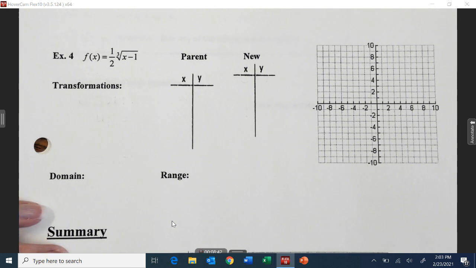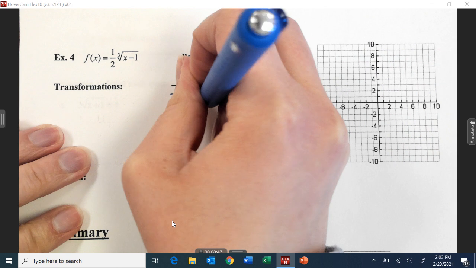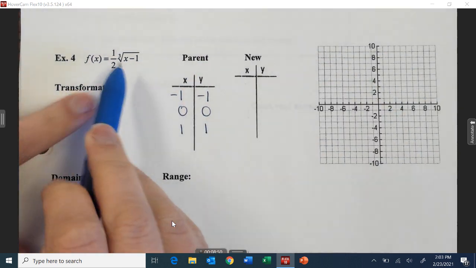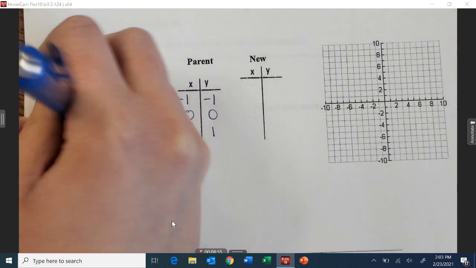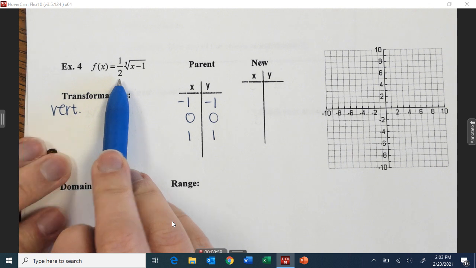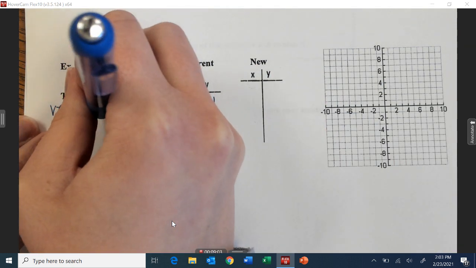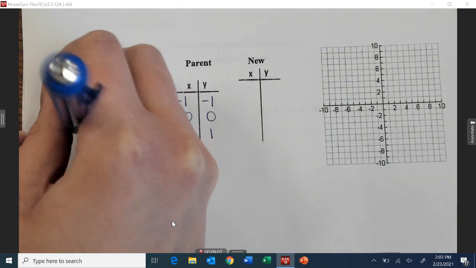One final example, we have the cube root function, so we have 3 parent points. This 1/2 is on the outside. I know outside is vertical. 1/2 is less than 1. Vertical is what we expect, so I expect this to shrink my graph. It's going to. We have a vertical shrink by 1/2.